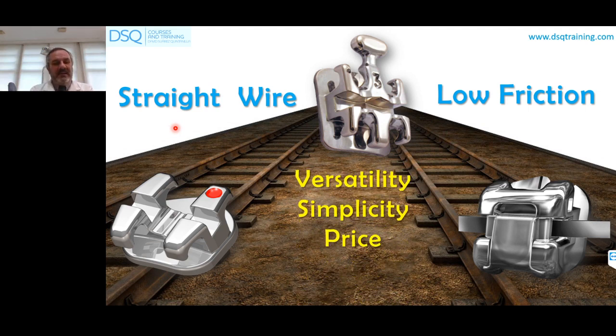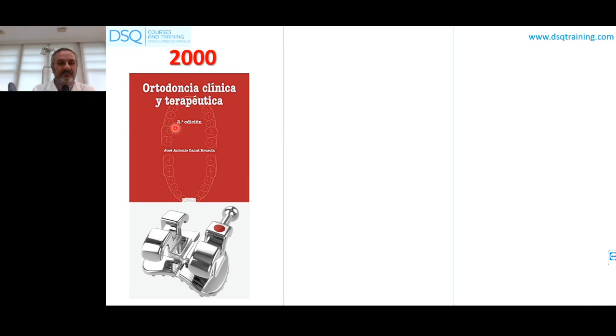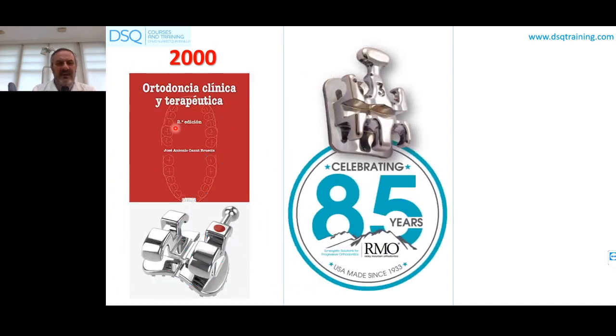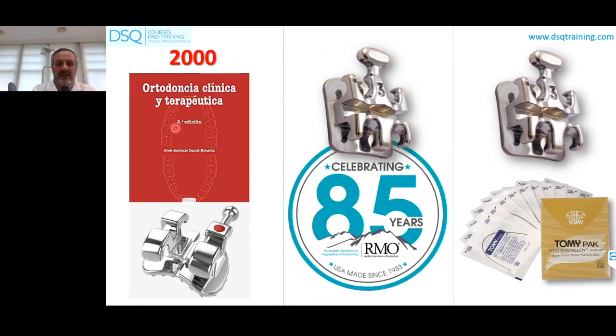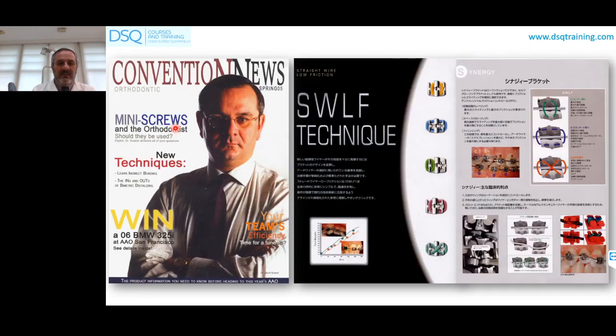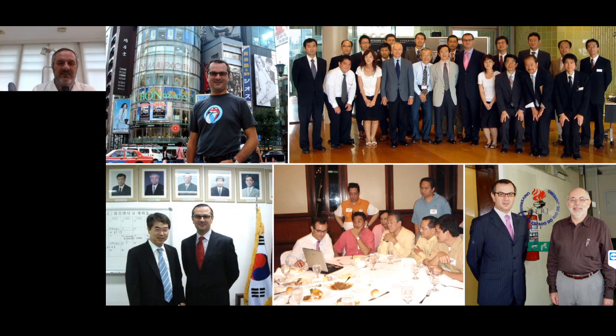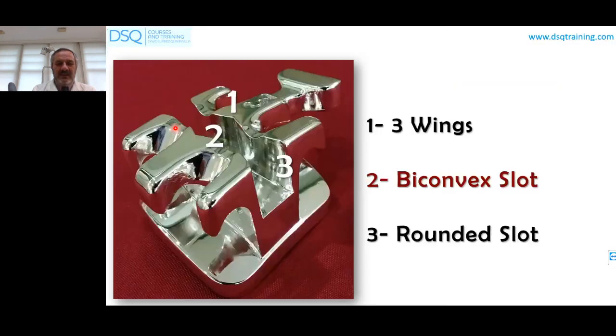And this presents versatility, simplicity, and price. We started with the Synergy many years ago and nowadays we have the straight wire low friction. These are photos from many years ago in China, in Japan, in Korea, in the Philippines, and now it is a very popular technique in the world. The wings, the biconvex slot, and the number 3 is the rounded slot.